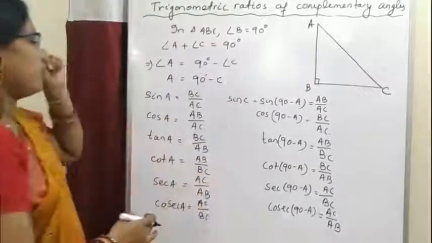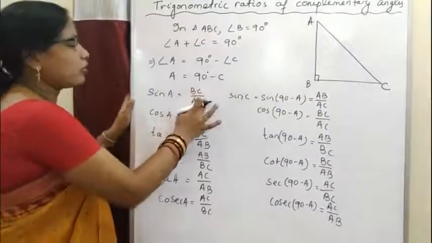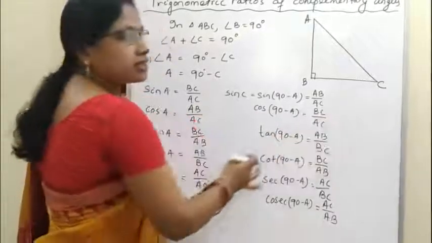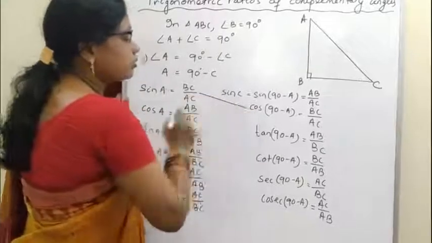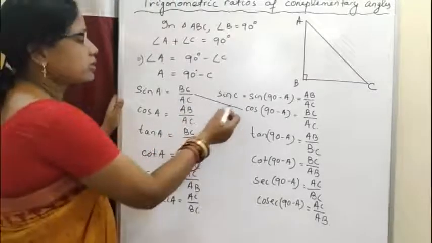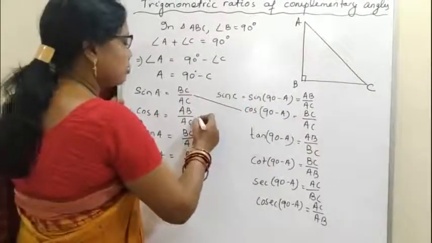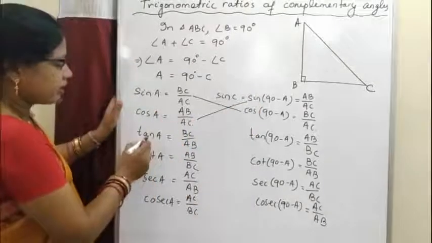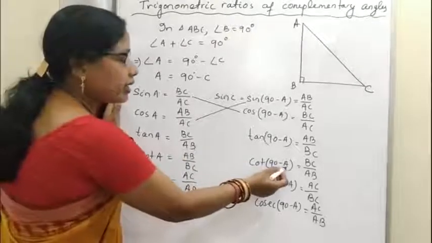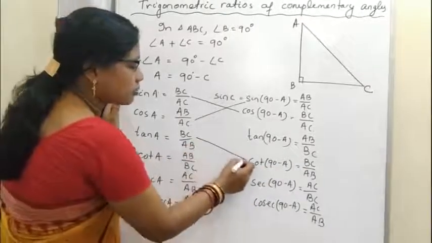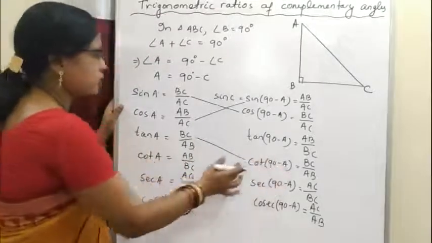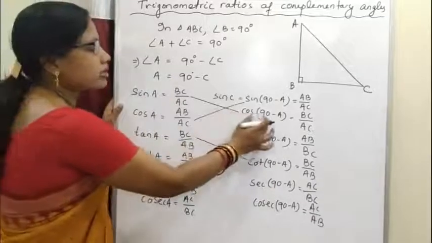So now you compare. Sin A is equal to BC by AC. Here also cos 90 minus A is equal to BC by AC. So this is related to this. Then cos A is equal to AB by AC. But sin 90 minus A is equal to AB by AC. Then tan A is equal to BC by AB. Here cot 90 minus A is equal to BC by AB. So this is equal. Tan A is equal to cot 90 minus A. So here sin A is equal to cos 90 minus A.